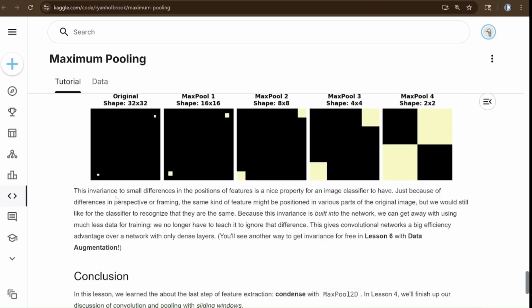So this invariance to small differences in the positions of features is a nice property for an image classifier to have. Just because of the differences in perspective or framing, the same kind of feature might be positioned in various parts of the original image, but we would still like for the classifier to recognize that they are the same. Because the invariance is built into the network, we can get away with much less data for training. We no longer have to teach it to ignore the differences.